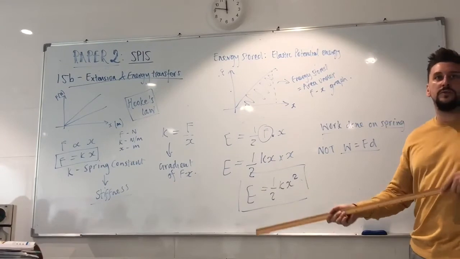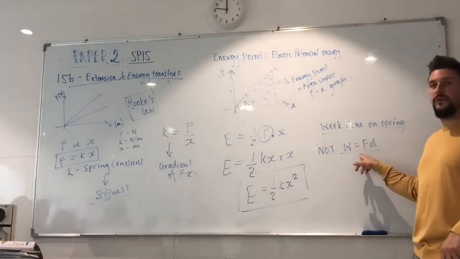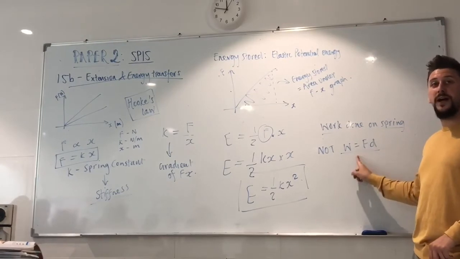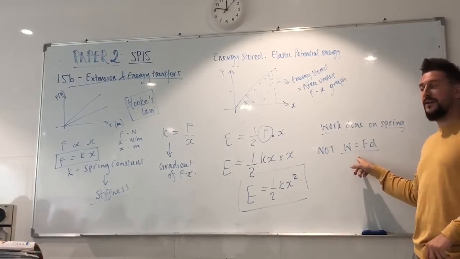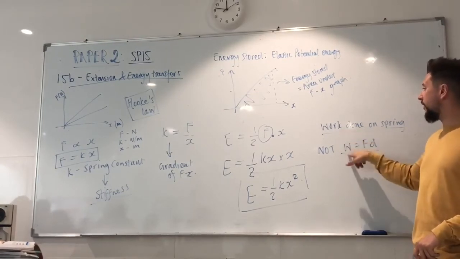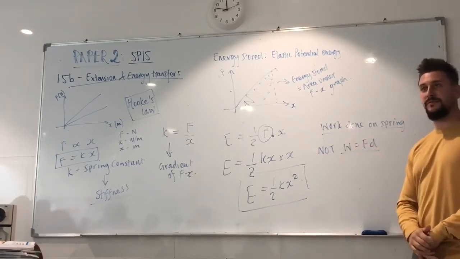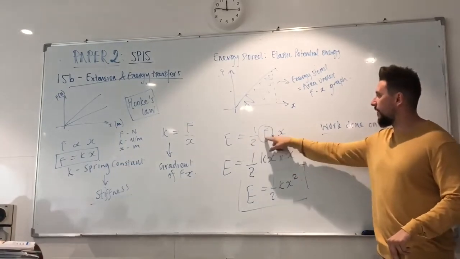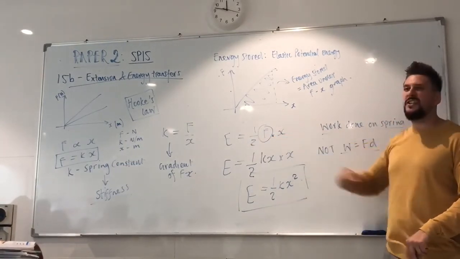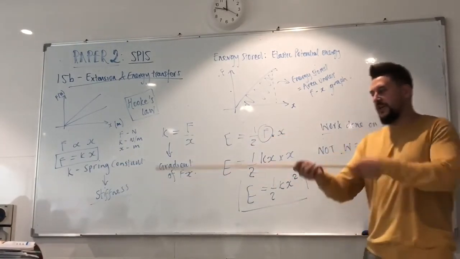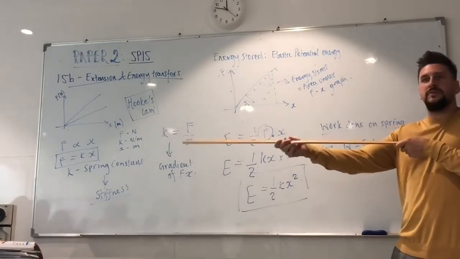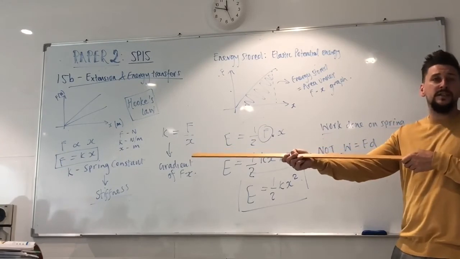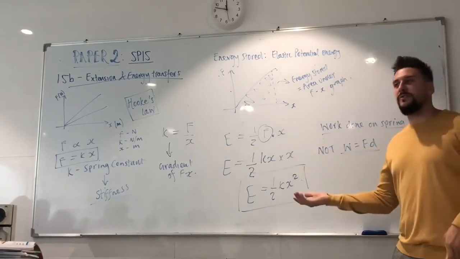So the work done on the spring, we know work done is force times distance. But this does not apply to a spring. You cannot use the equation work done on a spring is force times distance. The equation for energy stored is 1/2 force times extension. Extension is the same as the distance. If I stretch a spring 20 centimeters from its original place, then the distance that the spring moves is 20 centimeters, which is its extension.